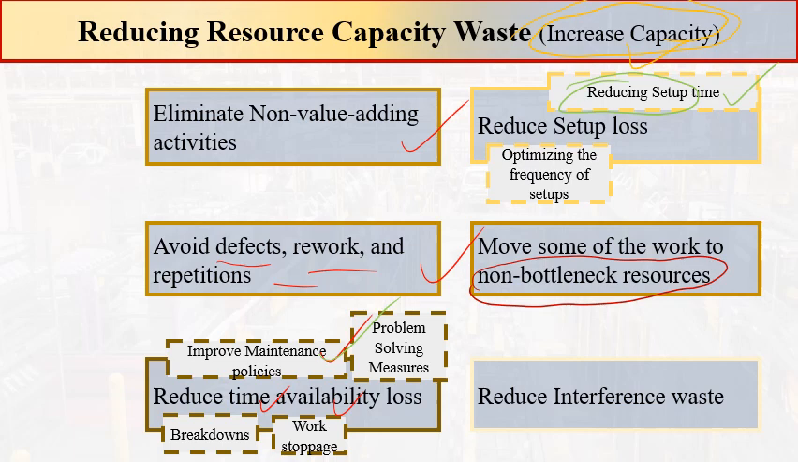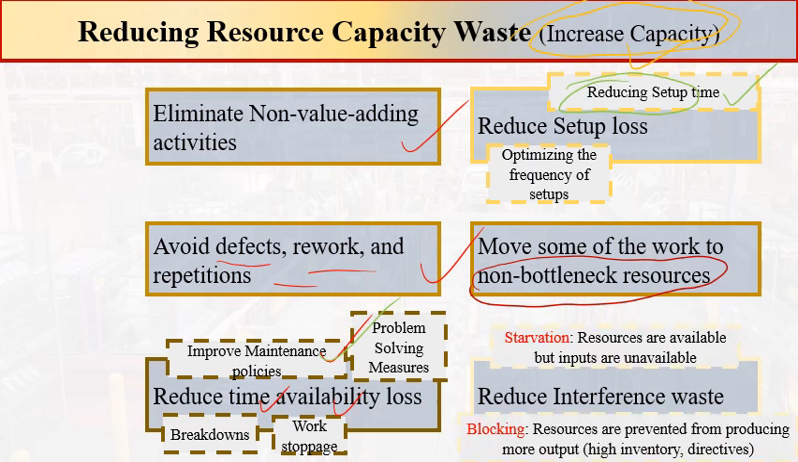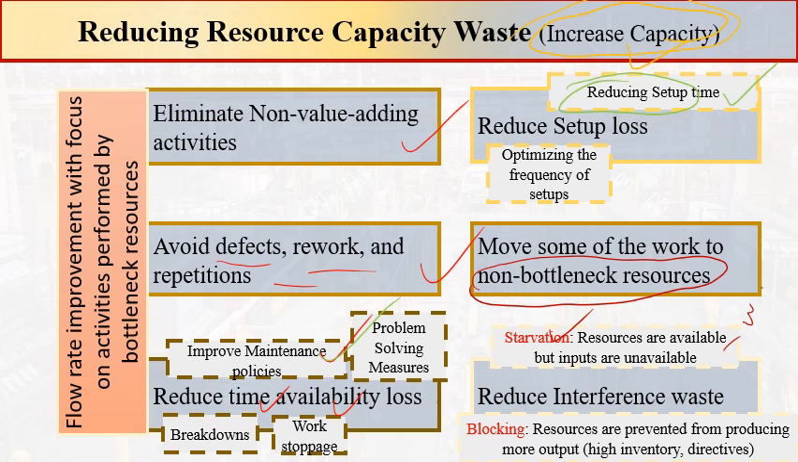Now, reduce interference waste, and we're looking at two things here. Starvation, which basically means that resources are available, so people are ready, machines are ready, but the inputs are unavailable. These are things where you're waiting for material or parts, and that's starvation. You need to reduce that, and the best option is to improve your supply chain relationships with your suppliers so things are available on time.